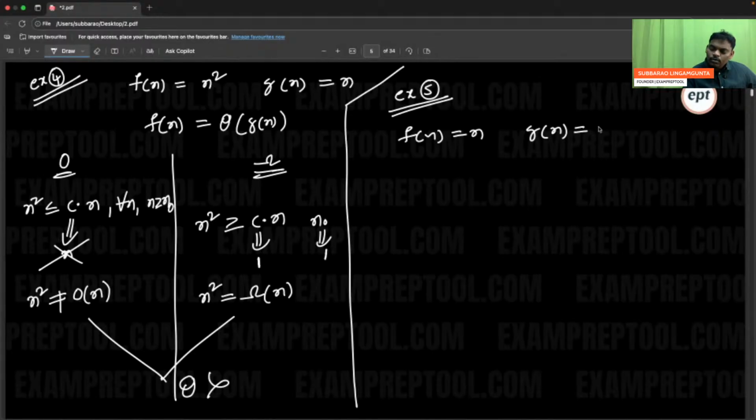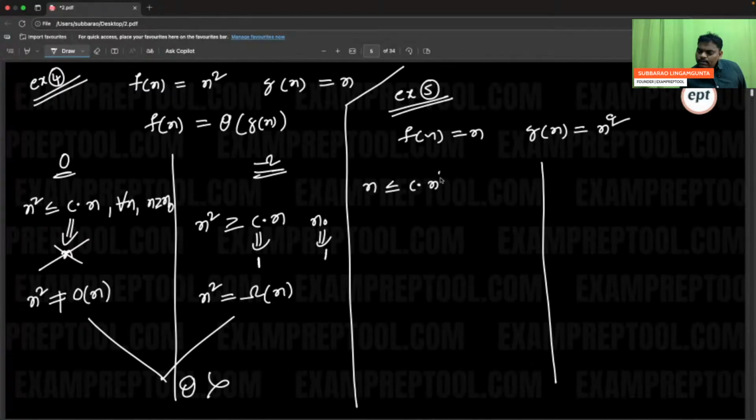If you observe clearly, f of n is n, g of n is n square. f of n, n, is less than or equal to some c into g of n, n square. Yes, big O is possible. What is the c value? Already right is bigger. c value 1, n0 is 1. If you want, you can check. So n is big O of n square, possible.